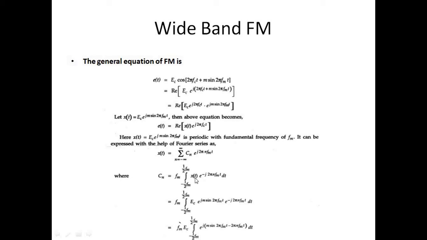So we substitute what is x of t from here. x of t equal to Ec into e power j m sin 2 pi fmt. So this is like e power a into e power b, so e power a into e power b is e power a plus b. Put y equal to 2 pi fmt. Hence the limits will change from minus pi to pi.